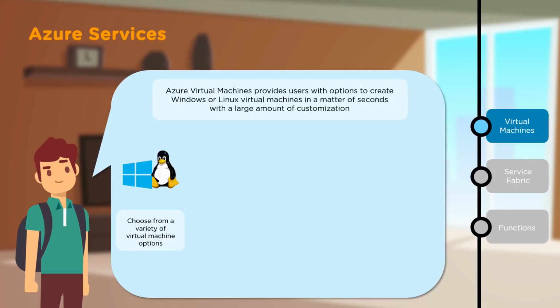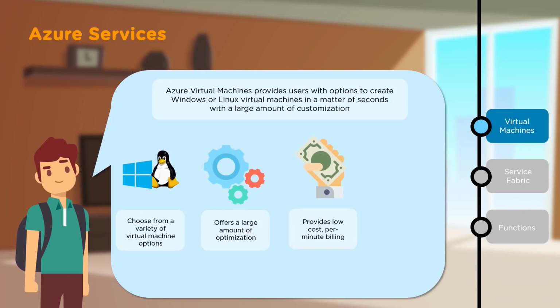Firstly, you have Azure Virtual Machines. With Azure Virtual Machines, what you get is the opportunity to create Windows or Linux virtual machines. Now all of this is possible in a matter of seconds with a large amount of customization. Now let's have a look at some of its features. Firstly, you can choose from a wide variety of virtual machine options. Then you have a large amount of optimization available to you. For example, what size of operating system do you want? How much size do you want allocated to it? What version of the system is it? And so much more. Then it provides low cost and per minute billing.